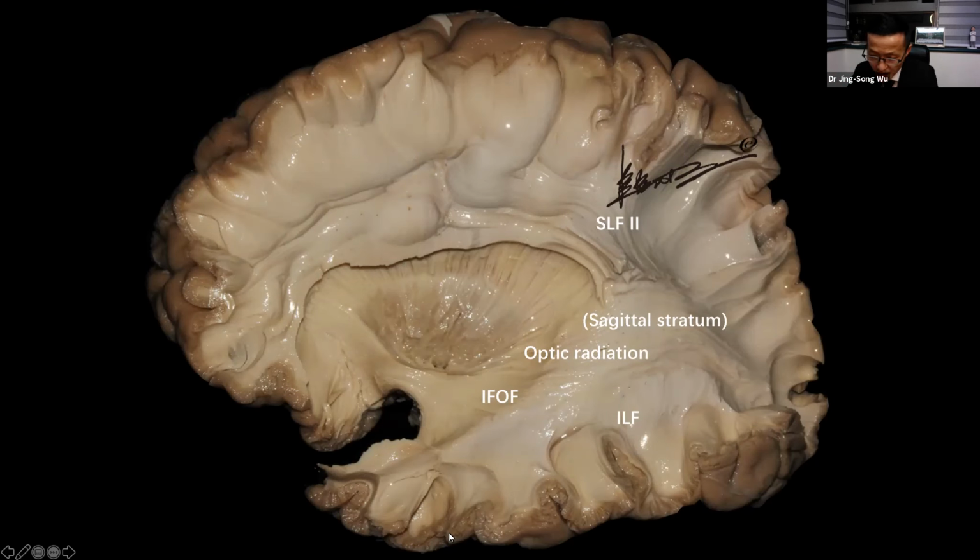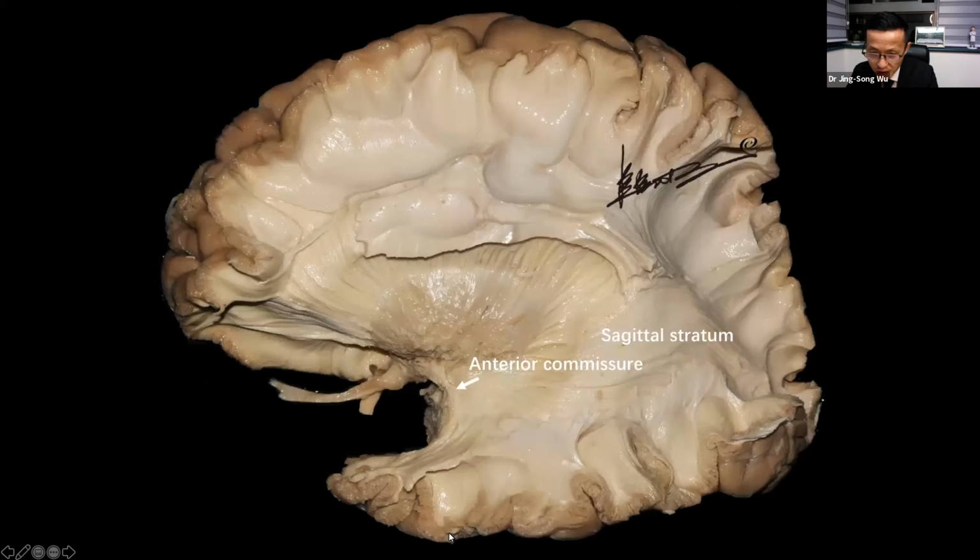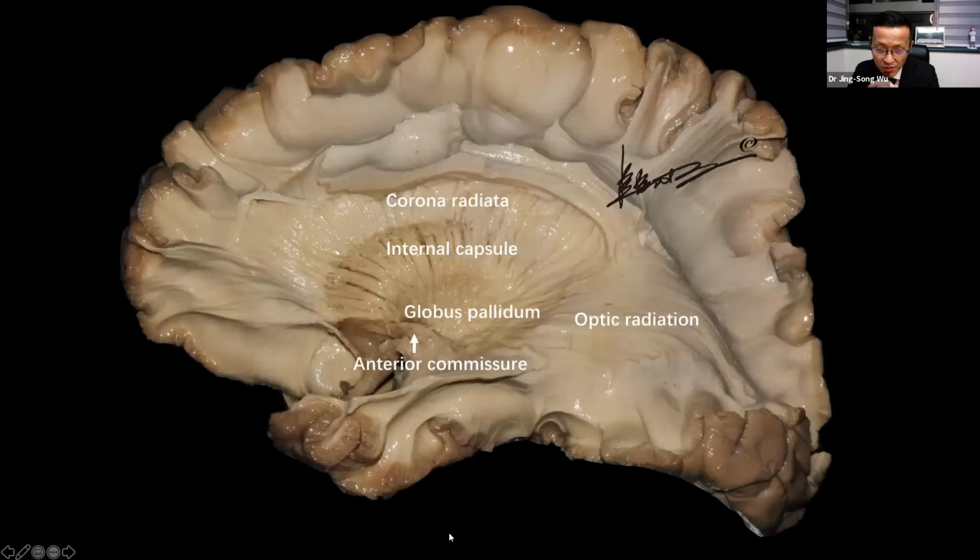The deep surface of the lenticular nucleus is the internal capsule, which extends upward to the corona radiata and downward into the cerebral peduncle. So on this photo, you can identify the anterior commissure as well as the sagittal stratum. On this photo, you can see the corona radiata connect to the internal capsule. And on the surface is the globus pallidus, beneath is the anterior commissure, and the posterior part is the optic radiation.